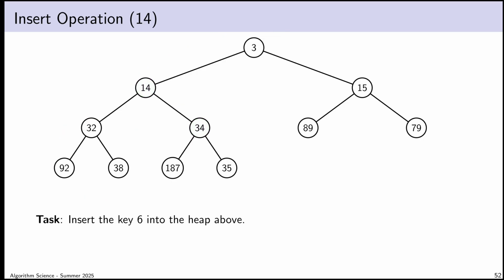What about this one? Insert the key 6 into this heap. Okay, so we get the idea by now. What I want to do is add 6 to the next available position, and then work my way back upwards and fix any heap property violations until I reach a point where there are no violations. Okay, so I add my node 6, there it is, and then I look for violations.